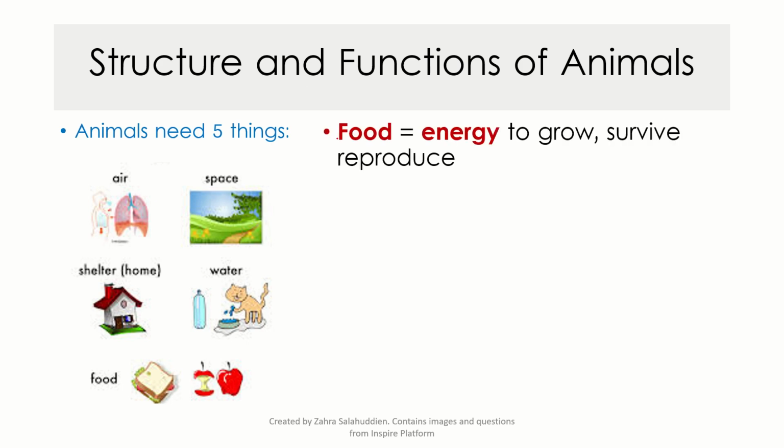So the first thing animals need is food. We use food to get energy. So when you study, learn these words together. We call them linked words because they go together. So in the exam, when you look at the question, you should be looking for food, energy, grow, survive, reproduce. These words go together. Okay, so we need energy to grow, survive, and reproduce.